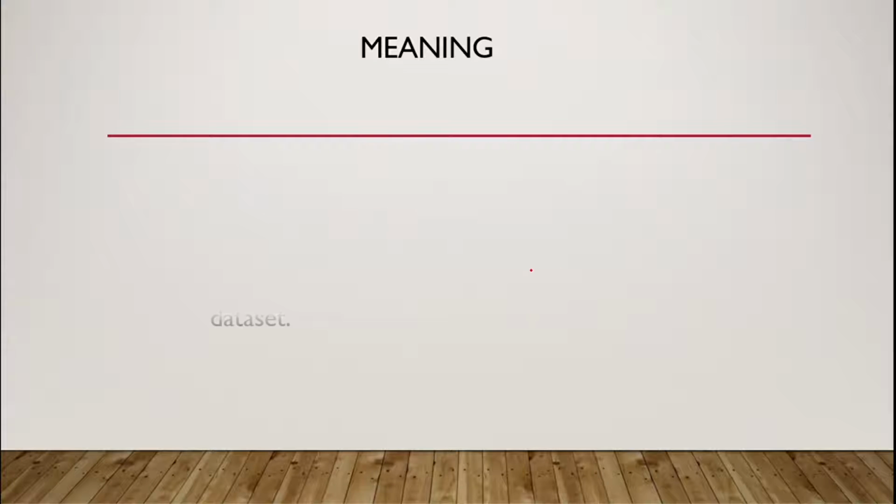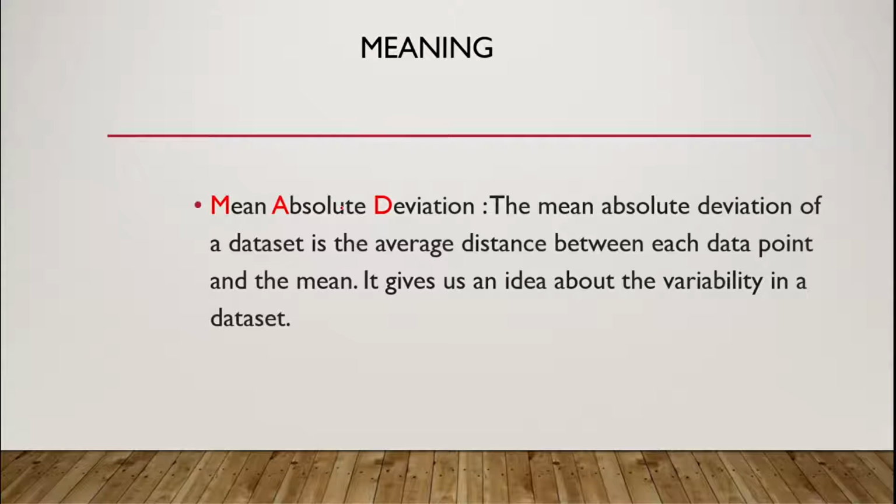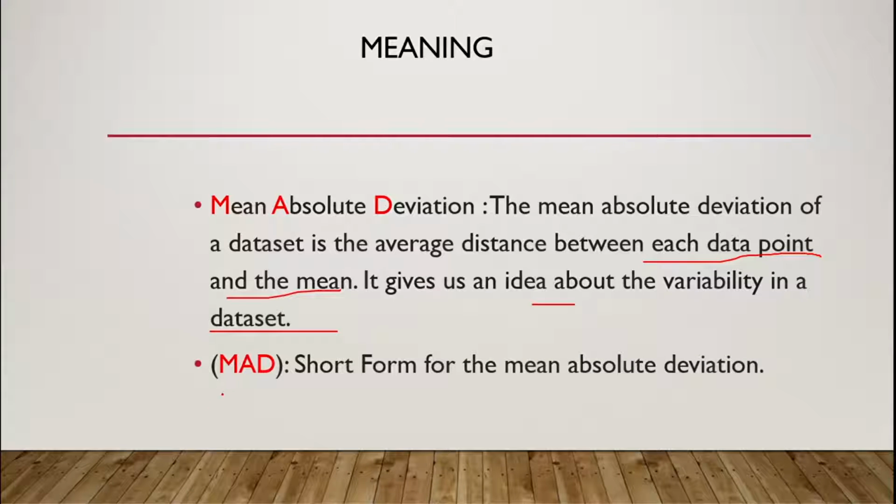So first we'll learn the meaning. The mean absolute deviation of a data set is the average distance between each data point and the mean. It gives us an idea about the variability in a data set. If you see MAD, which is a short form for the mean absolute deviation, it's made by taking the first letter of each word. Pretty easy actually.